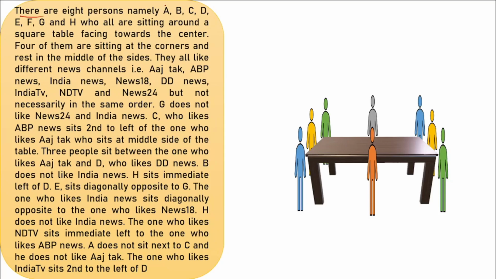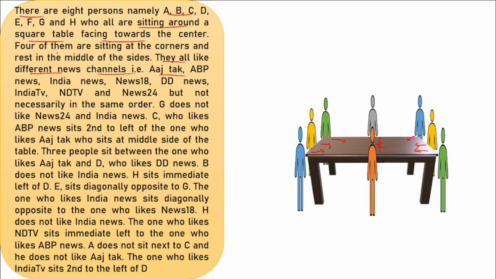It's talking about 8 friends. We have 8 friends, okay, no problem. And these 8 friends are sitting around a square table, and all of them are facing towards the center. So if this is the center of the table, all of them are facing towards the center, right? You can see it's supposed to be happening like this. All of them are facing towards the center, and they all like different news channels, okay?